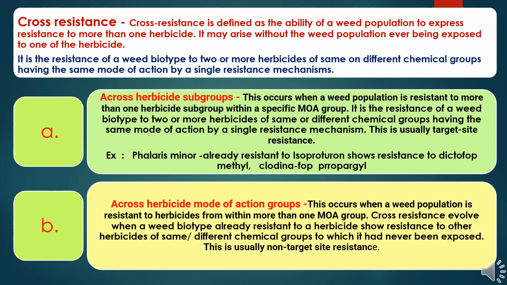Second is across herbicide mode of action groups. This resistance occurs when a weed population is resistant to herbicides from more than one mode of action group. Cross resistance evolves when a weed biotype already resistant to a herbicide shows resistance to other herbicides of the same or different chemical groups to which it had never been exposed, and this is usually non-target site resistance.